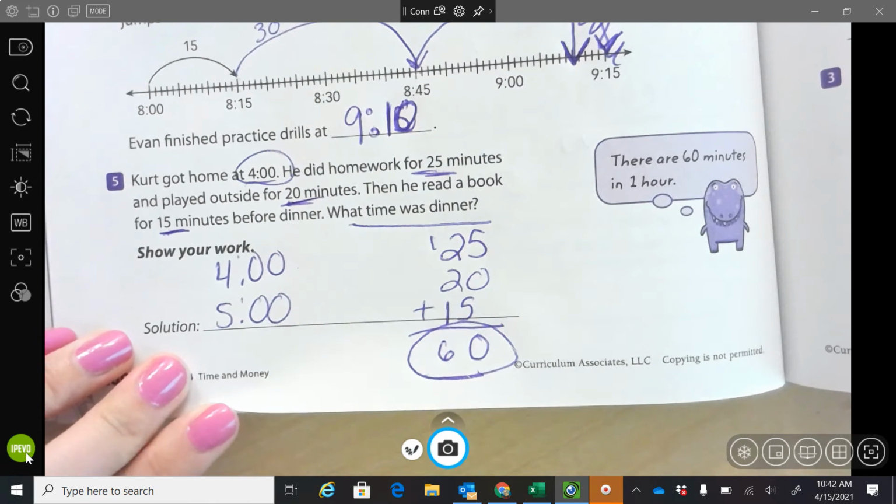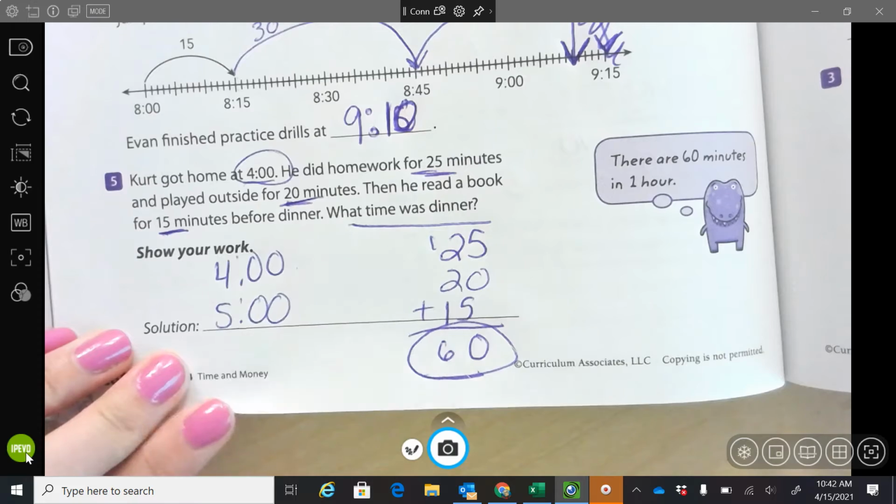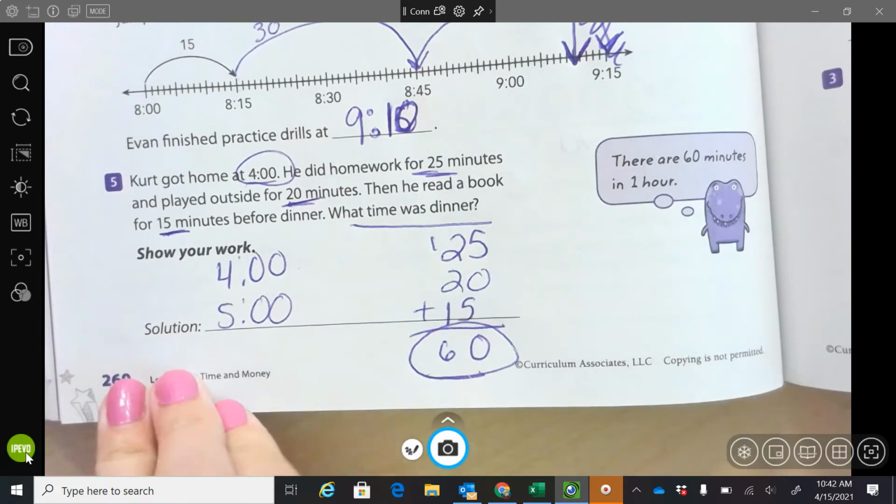They eat pretty early. Yeah, they do. Sometimes eat at 9. Yeah.